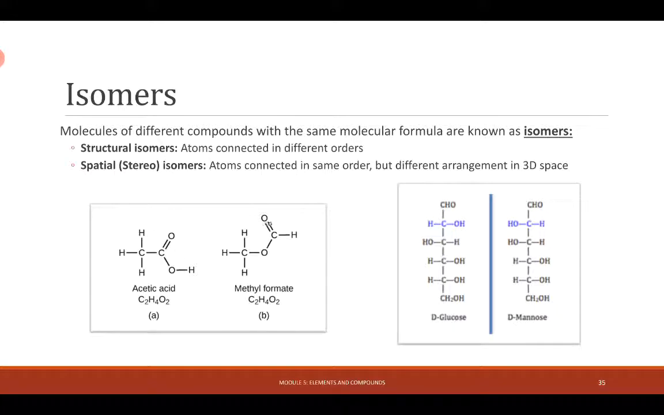Structural isomers have a different connectivity of atoms, and so you can see here the acetic acid, which is also vinegar. So if you're going to go in your kitchen, vinegar is acetic acid, C2H4O2, and methyl formate is not edible, don't eat that, but the connectivity is different. So these two carbons are connected directly together, and in this one, the oxygen is a bridge between the two. So different structures, different connectivities, and so these are structural isomers.